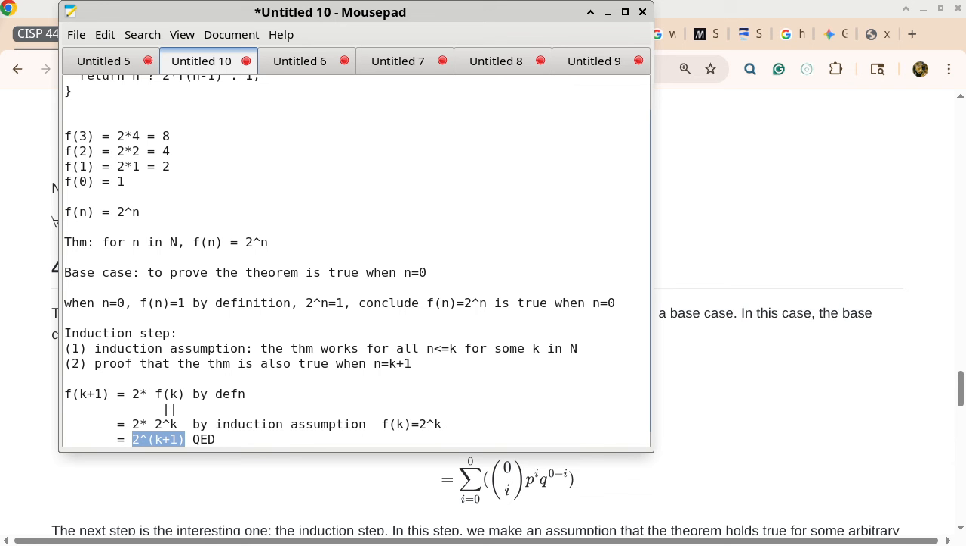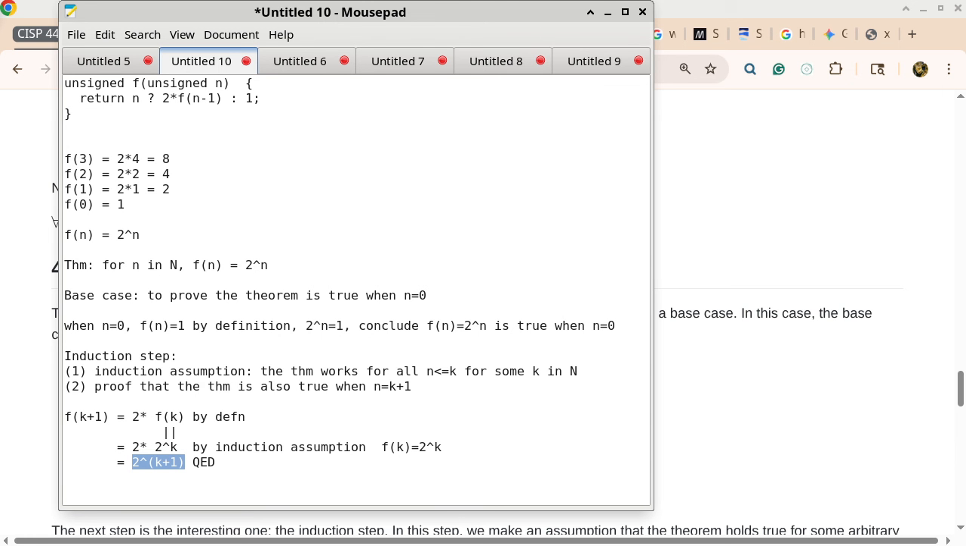Are you referring to this? Yes. So I have to make use of one, the definition of the function itself, two, the induction assumption. Combining both of those, I can now use algebra to derive that f of k plus 1 is really the same thing as 2 to the power of k plus 1, which means I have now just proven that when n equals k plus 1, the theorem still holds. Is that okay?